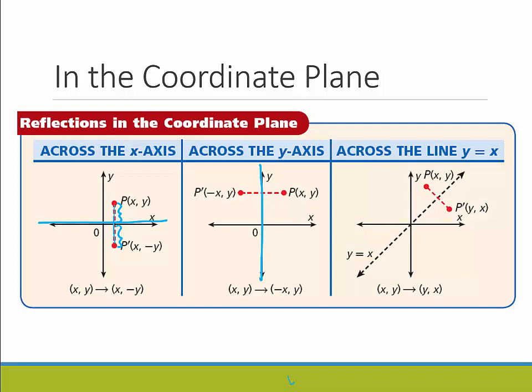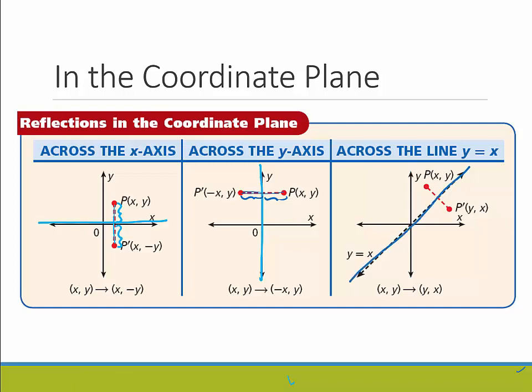And then across the y-axis is exactly the opposite. So the x value is going to change, but the y value is going to stay the same because we're not moving up or down any. So if we started over here, we count how many spaces were here, and then we go in the opposite direction. And then the other one that we're going to do a lot of is the line y equals x.